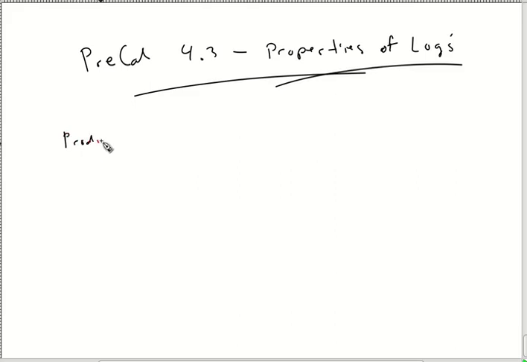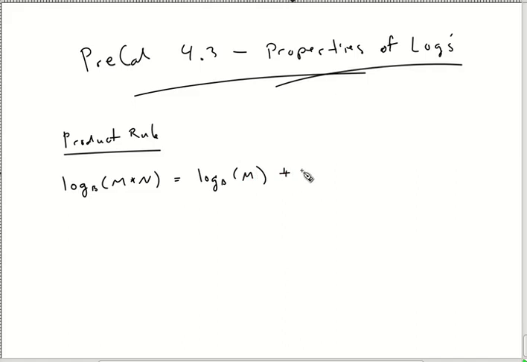We've got the product rule of logs. Log base b of m times n, that's a times sign right there, is equal to log base b of m plus log base b of n. Awesome. I'm just going to write them all up.